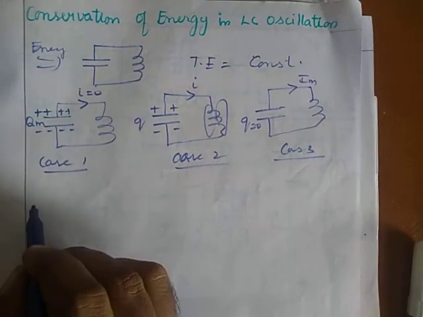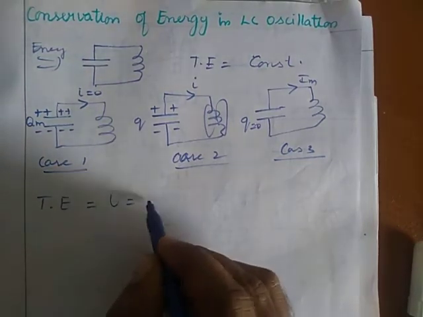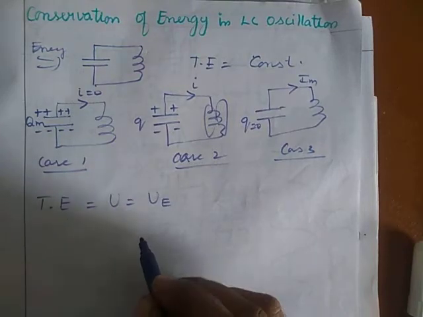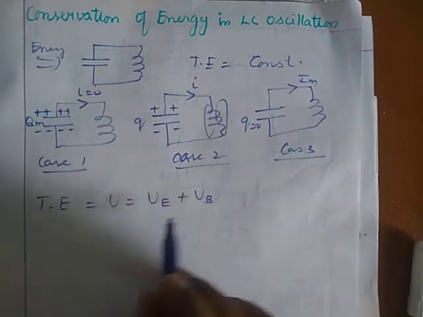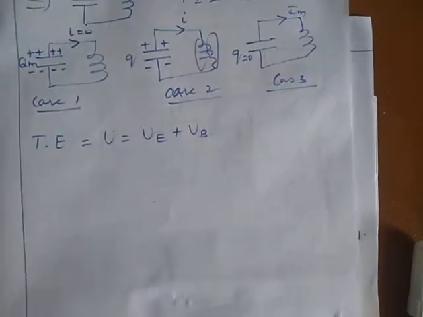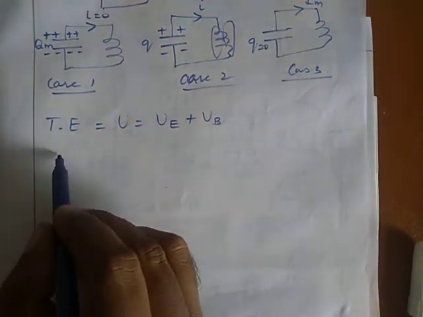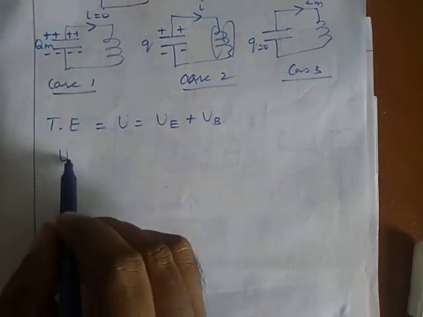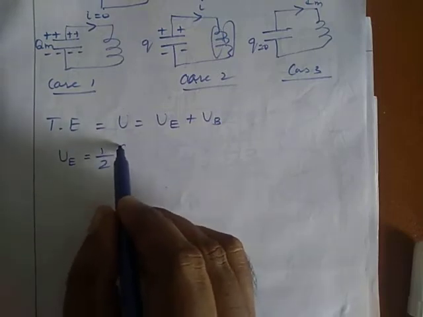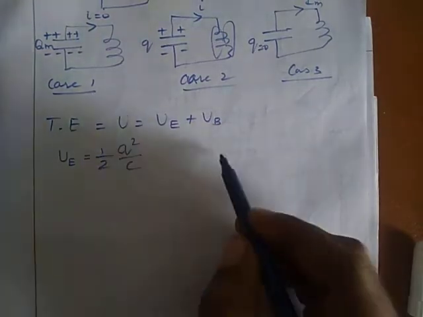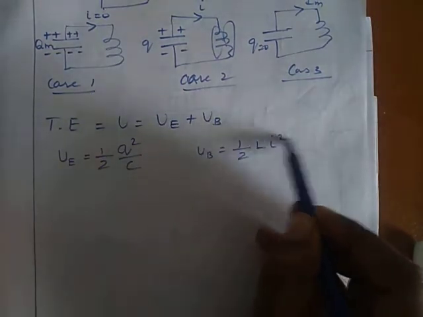First of all, we know the total energy of the system, U, is equal to the sum of the electric energy and the magnetic energy. This one is for the inductor, this one for the capacitor. We know the energy stored in a capacitor at an instant, UE, is equal to half Q square by C, and for the inductor, UB is equal to half L i square.